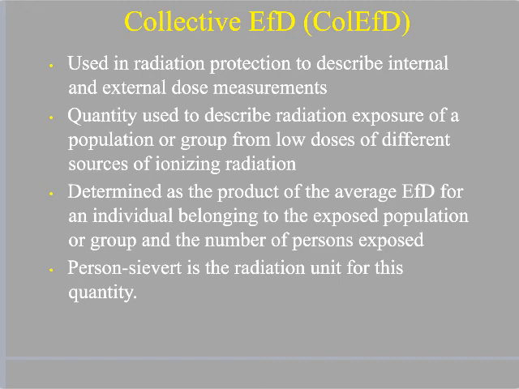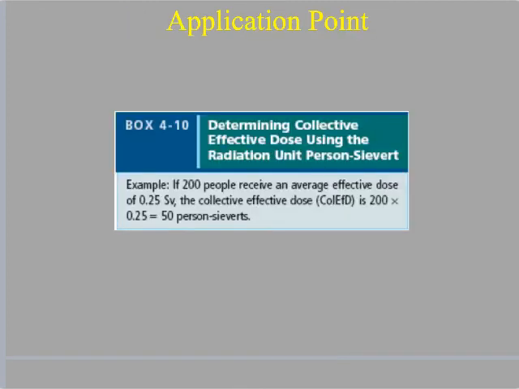So here's an example of a way that we might think about that. If there were 200 people that received an average effective dose of 0.25 sieverts due to a dirty bomb or something like that, we would be able to quantify their collective effective dose as 50 Person-sieverts. We just multiplied the two things together. And then we could average that out. We know from this that it's already told us an average, but assuming we didn't know an average, we could figure one out.